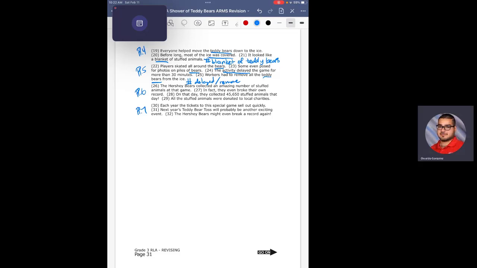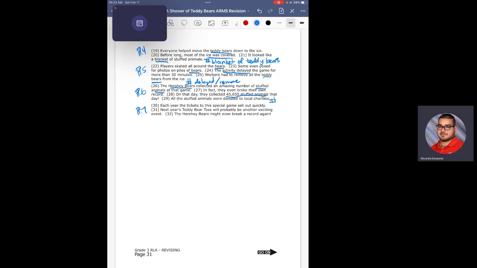The Hershey Bears collected an amazing number of stuffed animals at that game. In fact, they even broke their own record. On that day, they collected 45,650 stuffed animals that day. All the stuffed animals were donated to local charities. Wow. So the team, again, which is called the Hershey's Bears, collected an amazing number of stuffed animals with teddy bears. In fact, they even broke their own record, and they collected 45,650 stuffed animals.